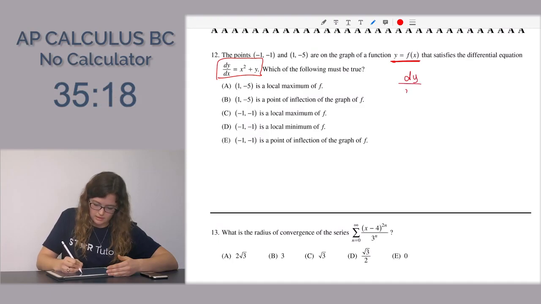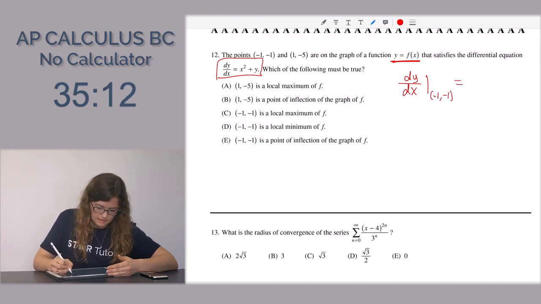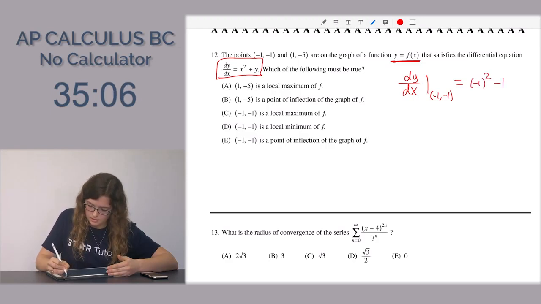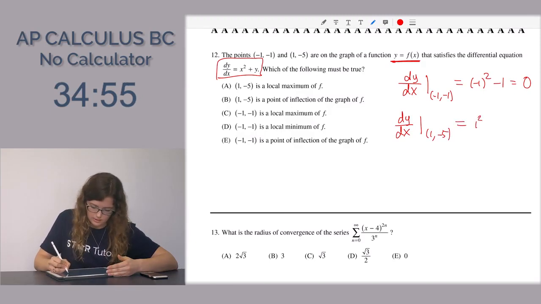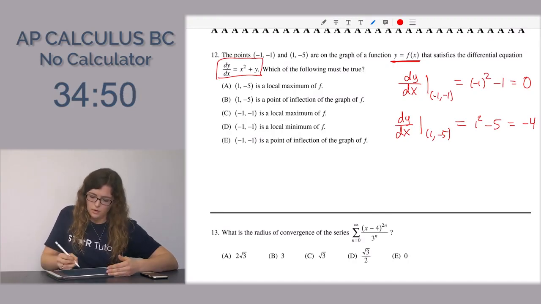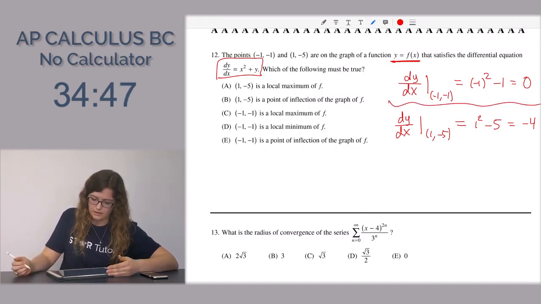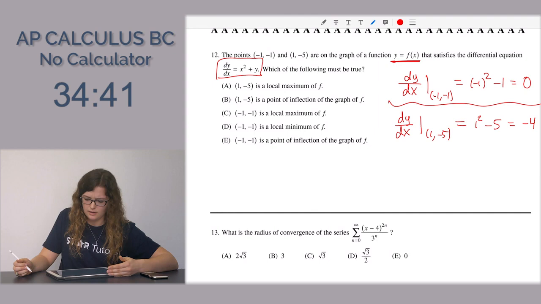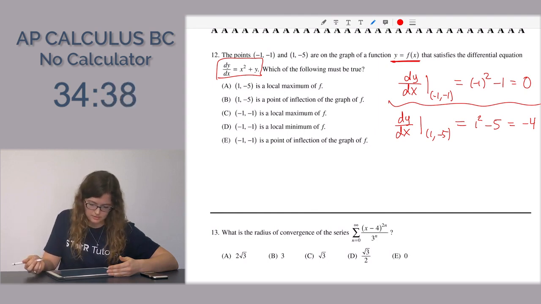If I plug in the first point, (-1, -1), I get (-1) squared minus 1, so 1 minus 1, that's 0. If I plug in the second one, (1, -5), I get 1 squared minus 5, this is 1 minus 5, -4. Okay, so I know that this first one, (-1, -1), is a critical point because the derivative is 0. The next one is not going to be a critical point because the derivative is not 0.